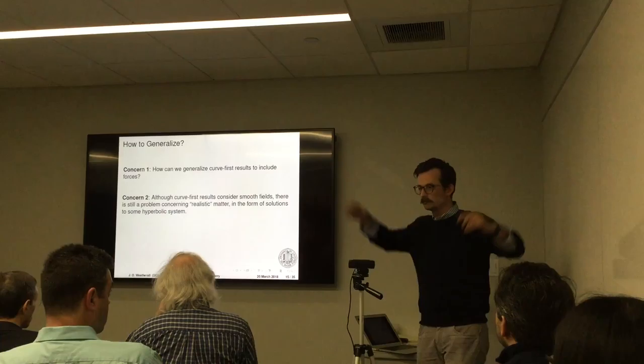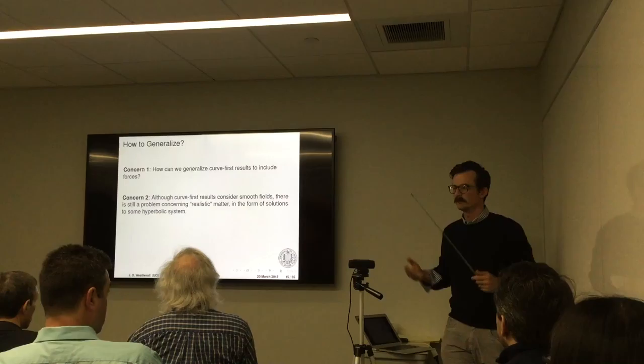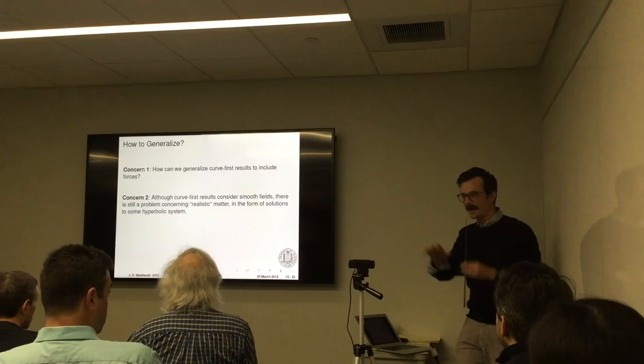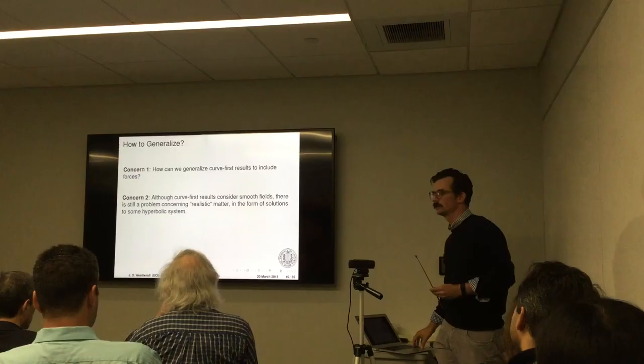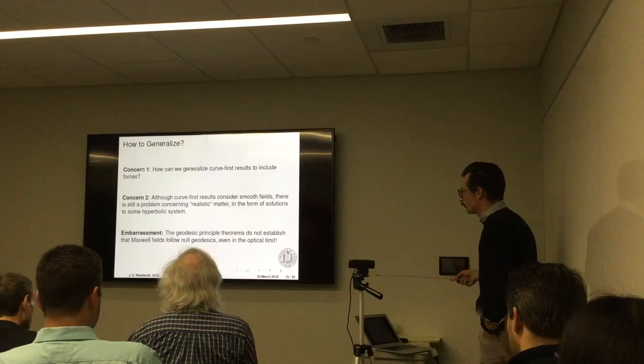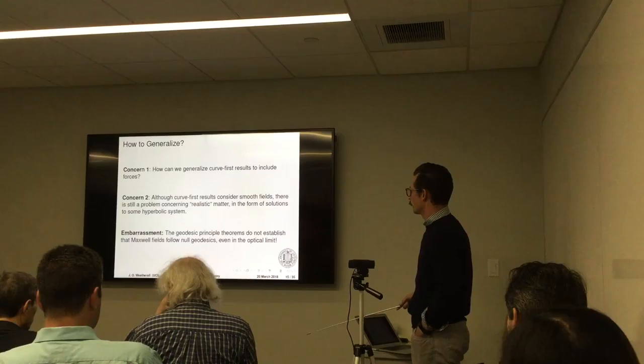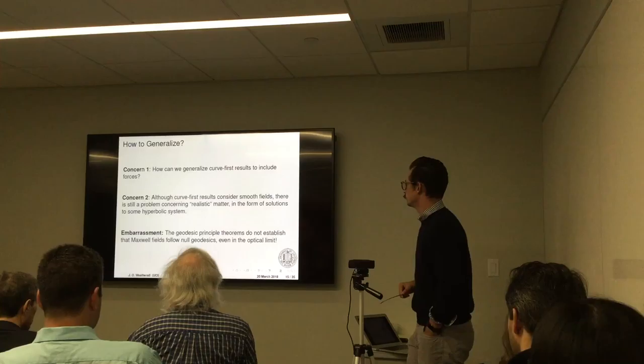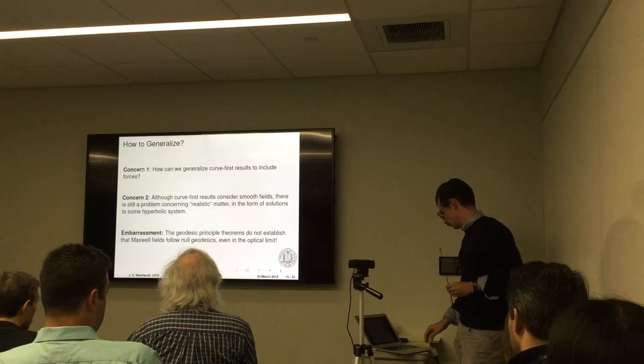And so for Maxwell, for instance, I could never make it stay in a tube in such a way that it vanishes outside that tube forever. Okay, so it's not really clear how to think about these results as applying to any kind of realistic matter, and then we already heard something about the optical limit. It's a striking fact, then, that we've got this whole literature describing geodesic principle theorems, but one cannot simply apply those theorems to show that in the optical limit Maxwell fields follow null geodesics. So that seems to me to be an unsatisfactory situation.